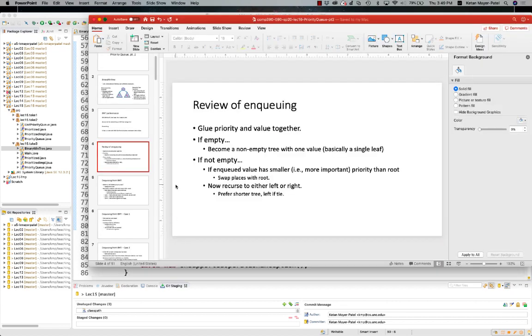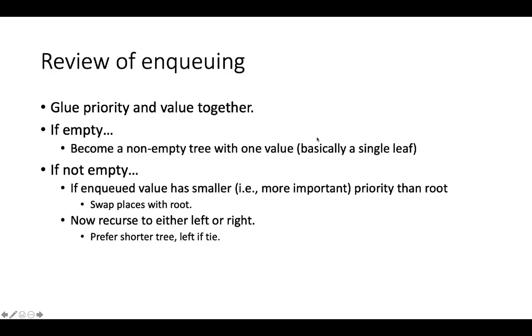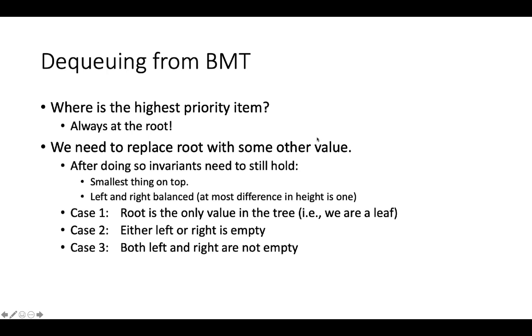Let's now look at the work we need to do to take something out of a binary min tree, right? So that's how we put things in. And we know no matter how we put things in, we will always end up with the smallest thing at the top and 2 balanced children, right? And that's great. And so now when we want to retrieve something, right?